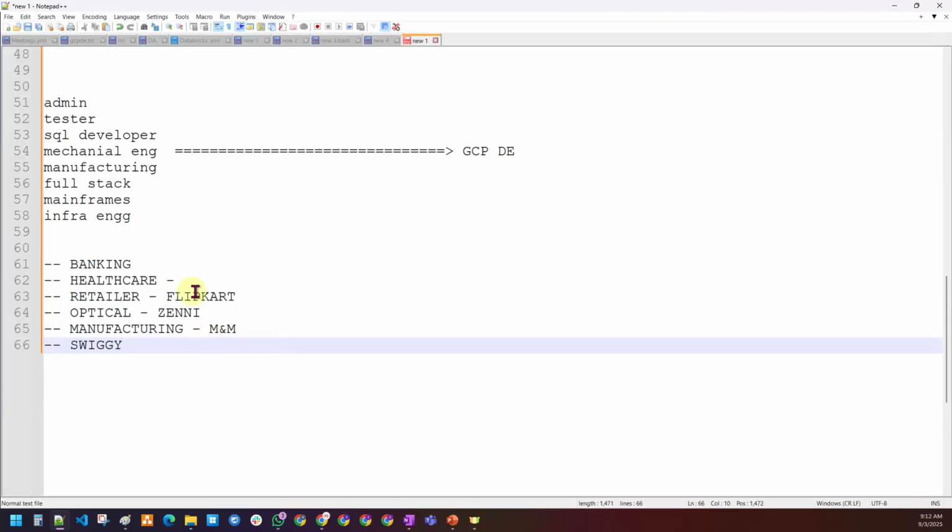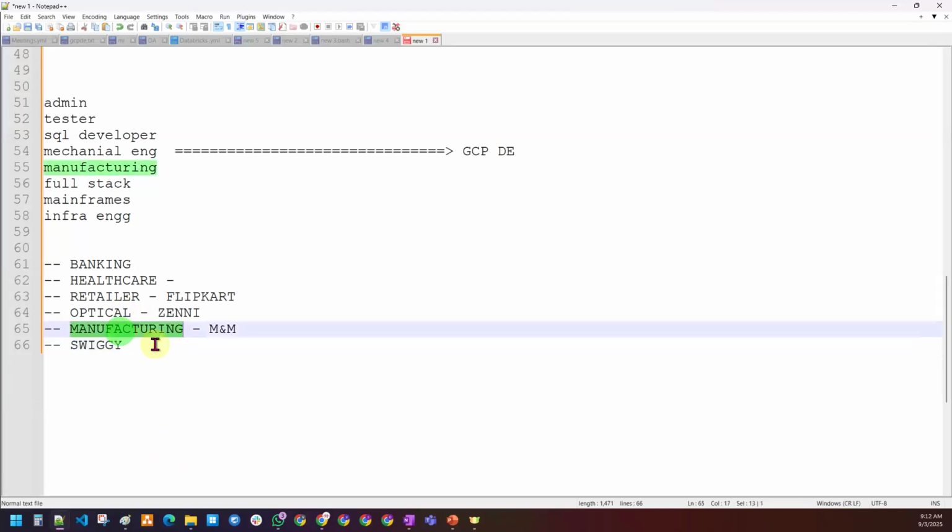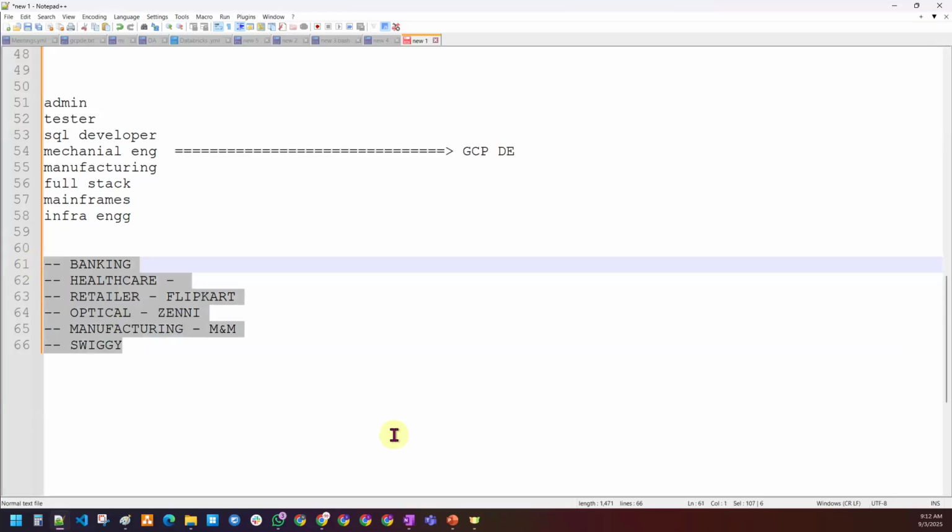All of these companies are using GCP projects for sure. These are different domains: banking, healthcare, retail, optical, manufacturing. All these companies actually use GCP projects. So there's a good demand for you guys, I'm telling you.